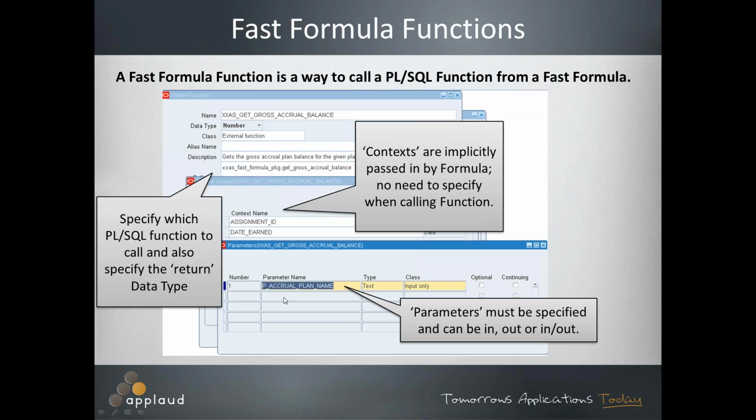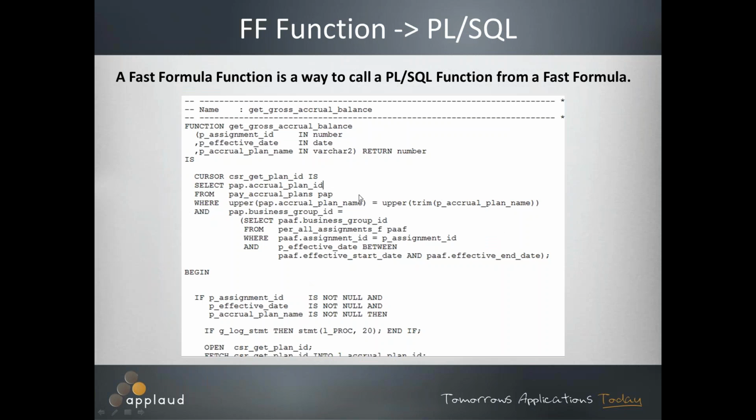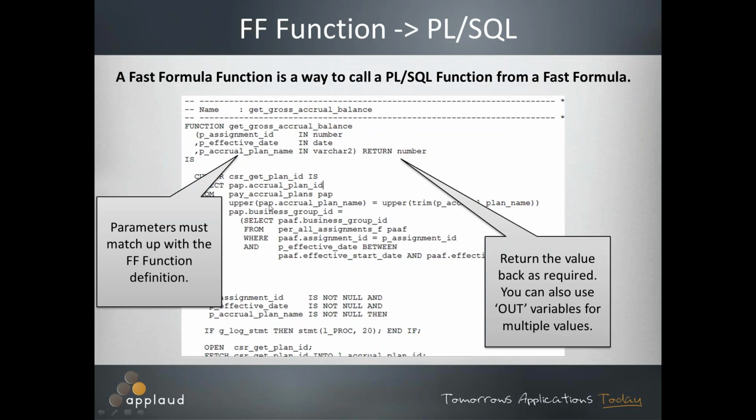Basically, the difference between contexts and parameters: these contexts are pre-baked into the fast formula. When the fast formula runs, it knows what the assignment ID and the effective date are, so you don't have to pass those through. The parameters are things that you do have to pass through from the fast formula itself into the function. Other than that, it's just a regular function that you write in a normal way. You must remember that the return of that function must match up with the data type of the fast formula function.